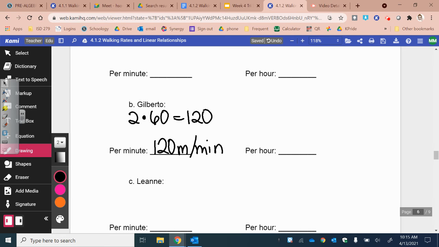And then per hour, we have to add 60 more. We have to do that times 60 because we're doing not just 60 seconds, but 60 minutes on top of that because we're doing per hour. So it's really like saying 2 times 60 times 60 to get our answer here. And that will give us how far he's walking per hour. So I'm going to let you calculate that. And then remember, your units are going to be meters per hour.